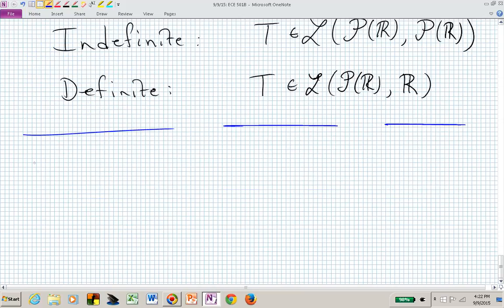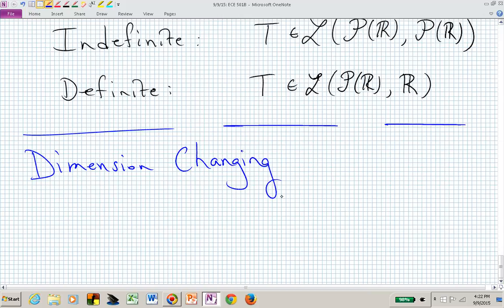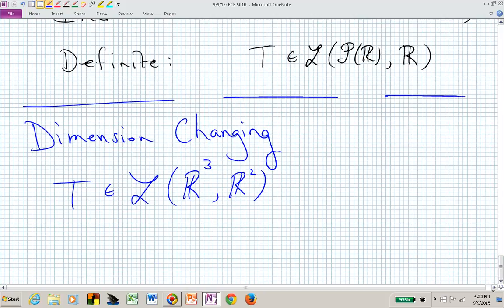Another example of a linear map, let's say dimension changing. Suppose that our map now is going to be a linear map between R3 and R2. Now we're going from a three-dimensional space to a plane.